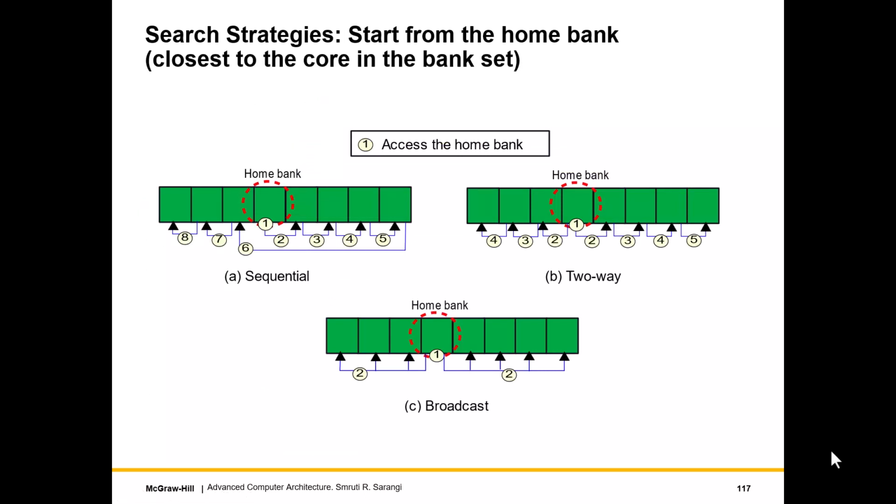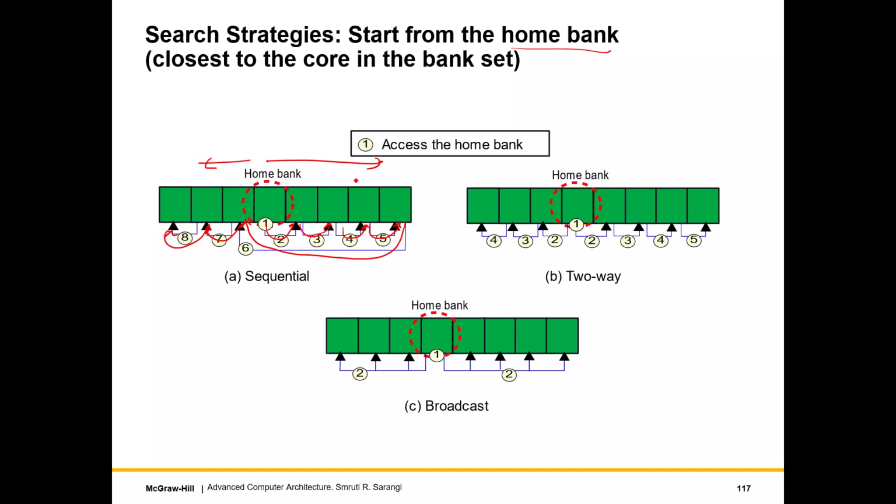So there are three possible search strategies. So we of course always start from the home bank, and we always check whether the block is there in the home bank or not. So the first search strategy is sequential, where we go to the second block. So we go one side, steps 2, 3, 4 and 5, and then we keep checking. If we don't find, then we again come to the other side and we keep checking. So it's kind of sequentially. First go this way and then you go that way. So as you can see, of course, sequential reduces the load on the banks because we don't have parallel accesses, but it is very slow.